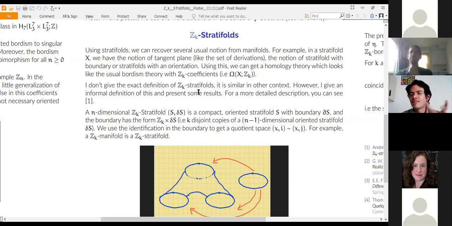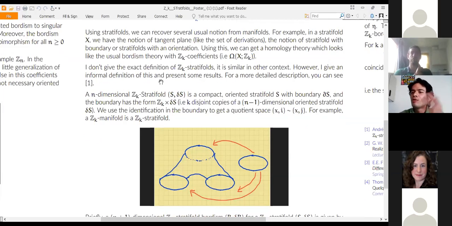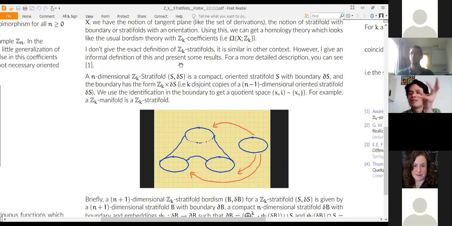The basic idea is that stratifolds are a generalization of manifolds, and you can revolve some concepts of manifolds. And you can talk about the stratifolds with boundary. And just a CK stratifold is a stratifold with boundary, and you can see the boundary like copies of the same object. You need some orientation. Stratifolds also have orientations, like in manifolds.